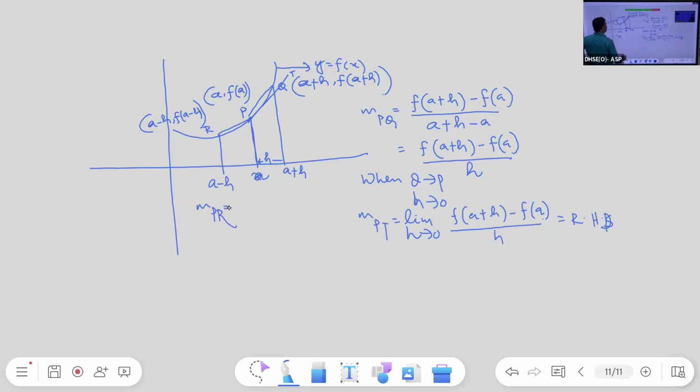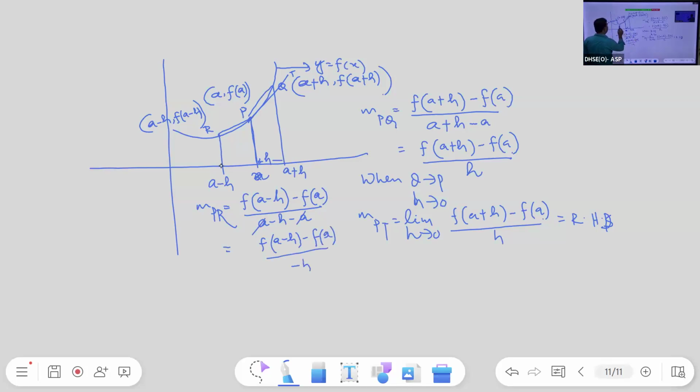Slope of PR is equal to f of a minus h minus f of a upon a minus h minus a. Plus a minus a cancels. This is equal to f of a minus h minus f of a upon minus h.